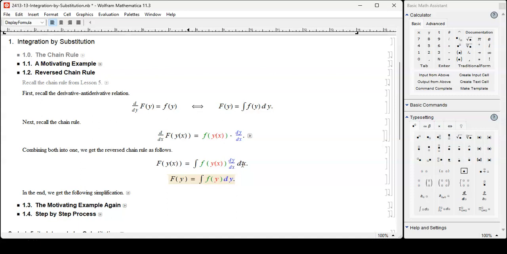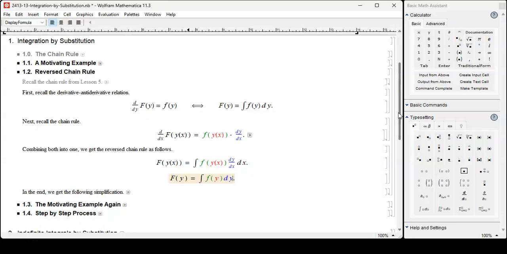And then what do you have? This expression and that expression are the same. Just an abbreviation. Instead of y of x, I just wrote it as y. And then instead of this dy over dx times dx, it simplified into dy. This numerator denominator canceled out. This final expression is basically the reverse chain rule, but it has another aspect.